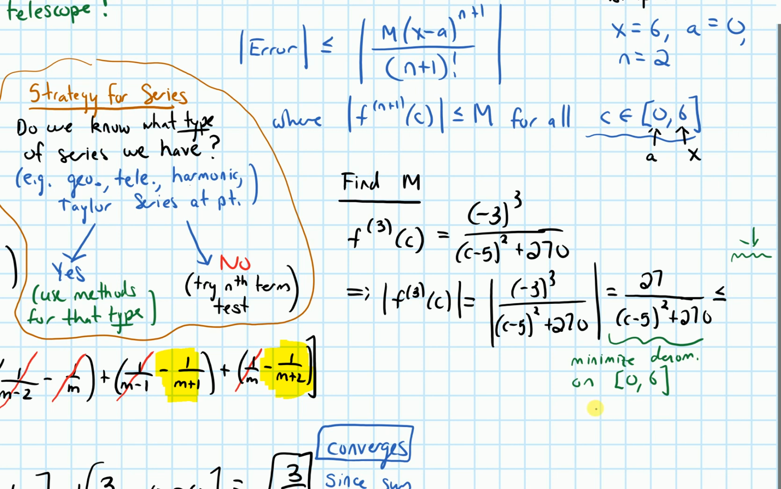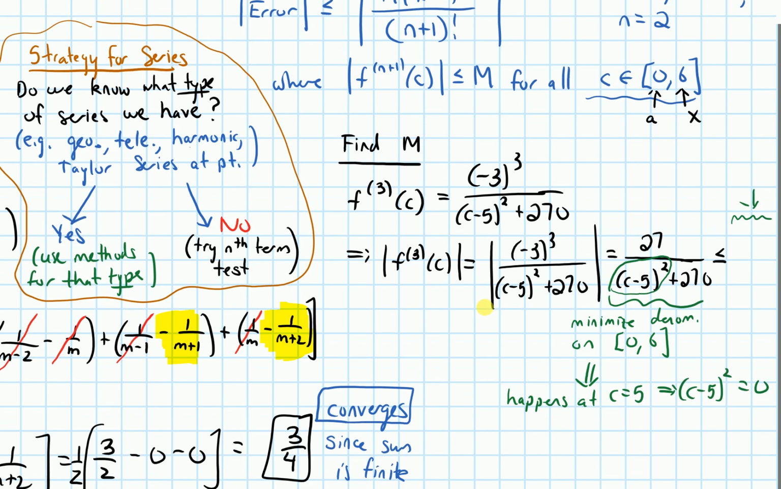Okay, so I could either do this algebraically and think about the fact that c minus 5 squared is always greater than or equal to 0, and the smallest that gets is at 5. That tells me this happens at c equals 5, because that's when c minus 5 squared actually equals 0. That's the smallest it'll get. But I can also do this graphically.